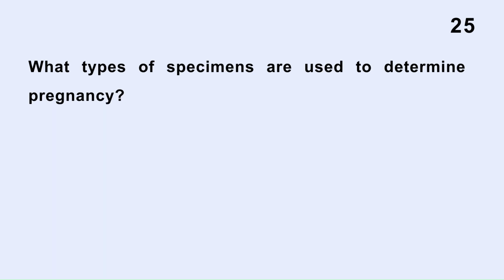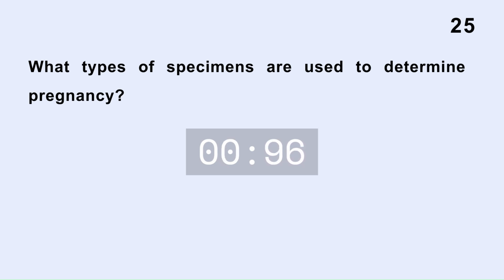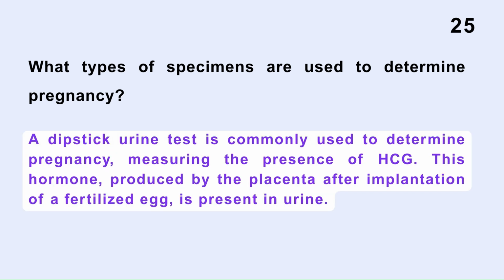What types of specimens are used to determine pregnancy? A dipstick urine test is commonly used to determine pregnancy, measuring the presence of HCG. This hormone, produced by the placenta after implantation of a fertilized egg, is present in urine.